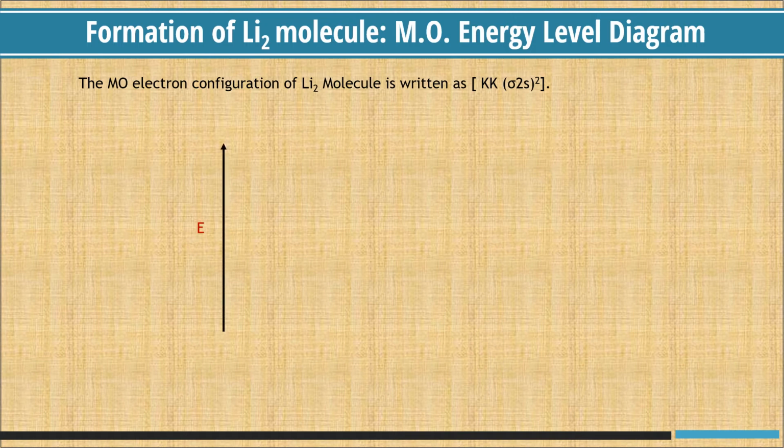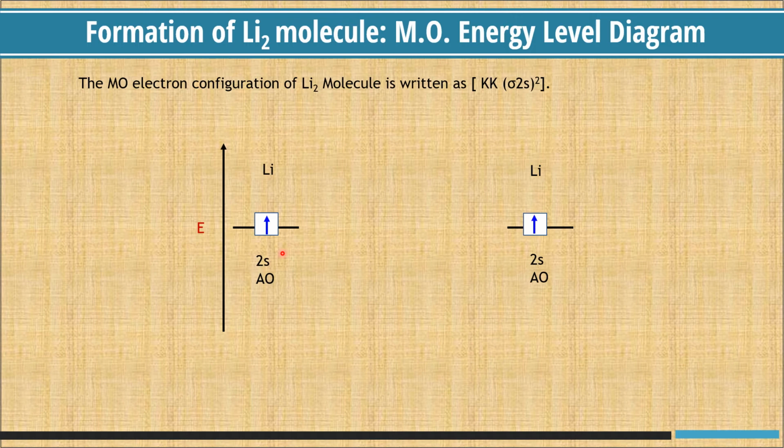Let us consider the molecular orbital energy level diagram for the Li2 molecule. This is an energy axis. This is the 2s orbital of lithium. This is the 2s orbital of the second lithium. Both lithium atoms will have one electron each.